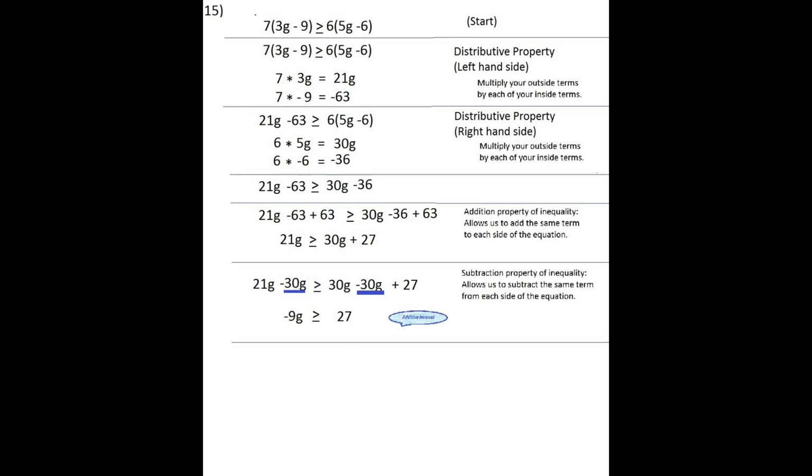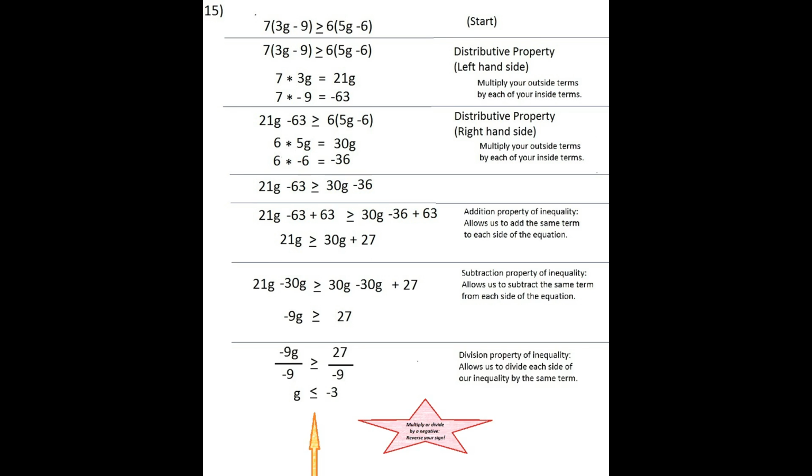Now, we've taken care of that. Now we've got to get that g term on the other side. So we're going to subtract 30g from both sides. So 21g minus 30g is negative 9g is greater than or equal to 30g minus 30g, 0, plus 27. So it's just negative 9g is greater than or equal to 27.